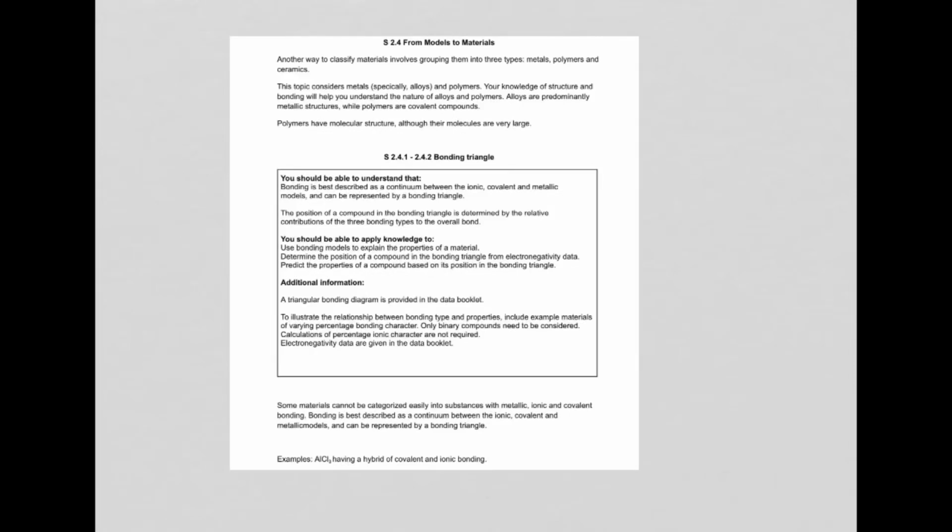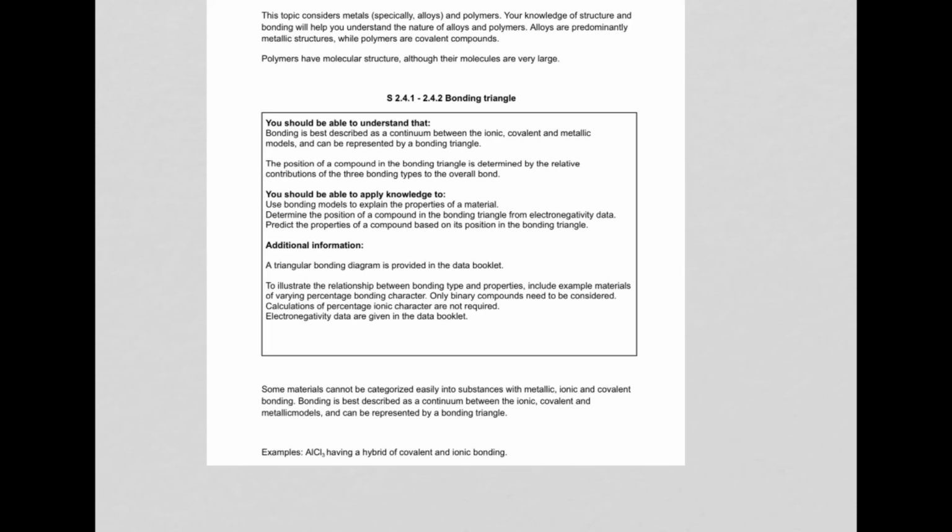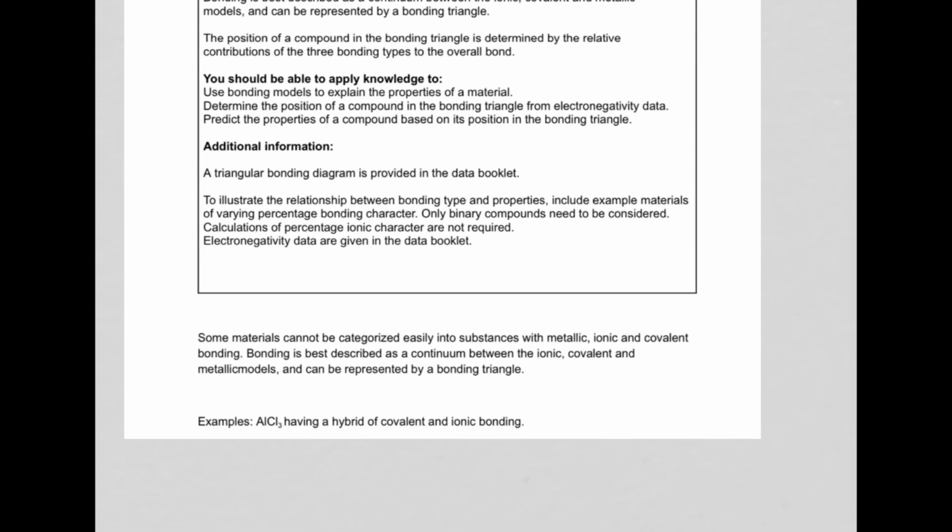Hi everyone, so we're going to be looking at the bonding triangle in a little bit more detail. From what we've learned so far, we've seen that bonding is either ionic, covalent or metallic, but we're going to see that some materials cannot be categorized easily as metallic, ionic or covalent. Actually, bonding is more of a continuum between ionic, covalent and metallic models.